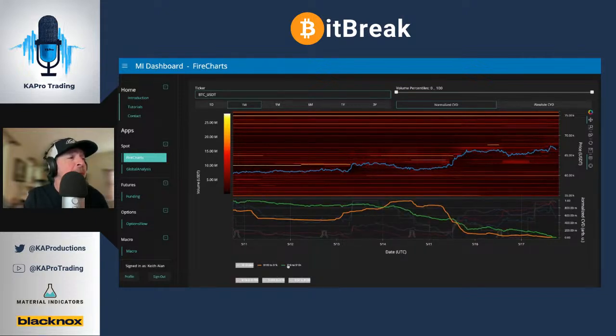Green would be $1,000 to $10,000 orders. And you can see through the past week, they've both been net selling.